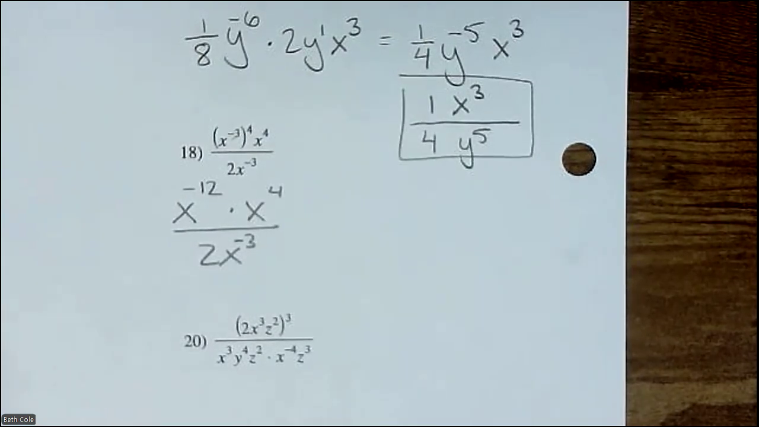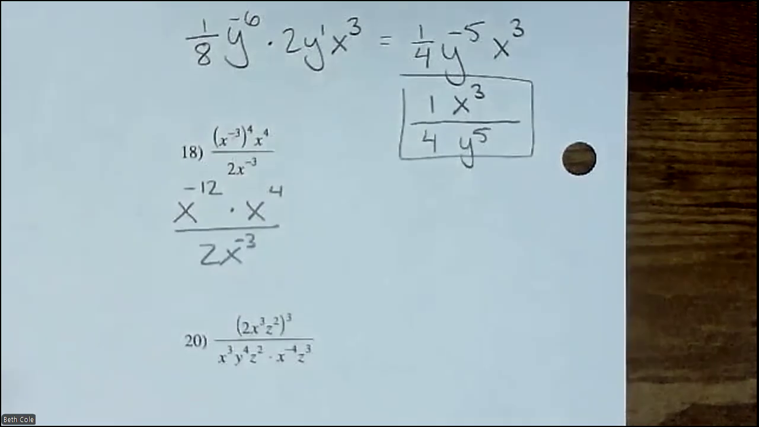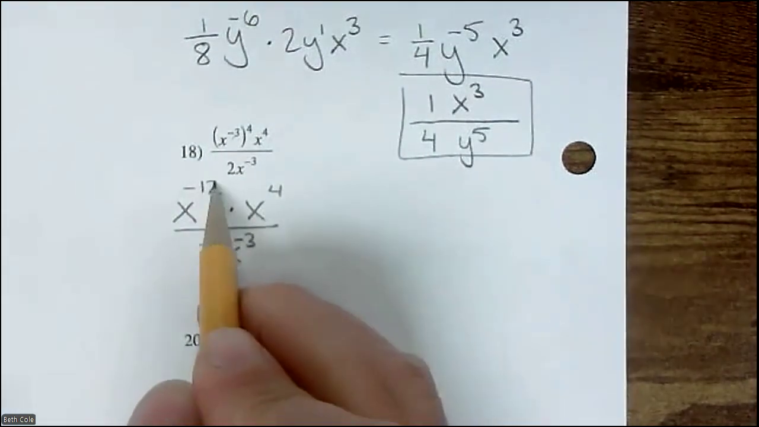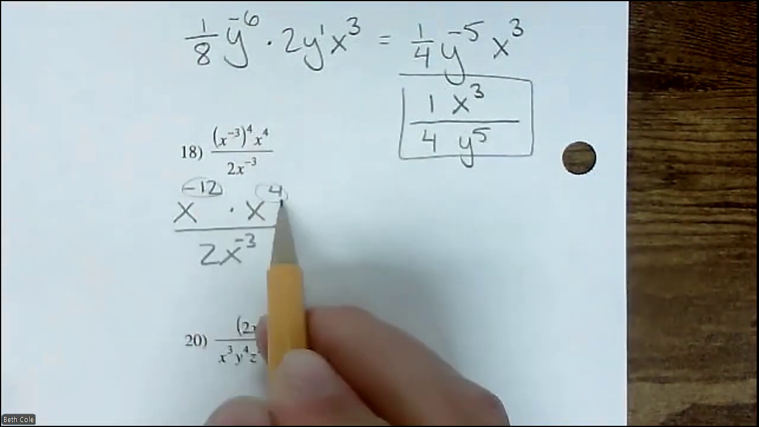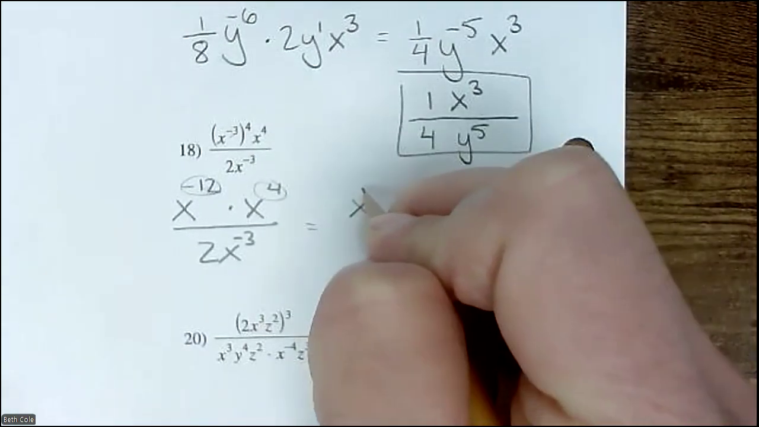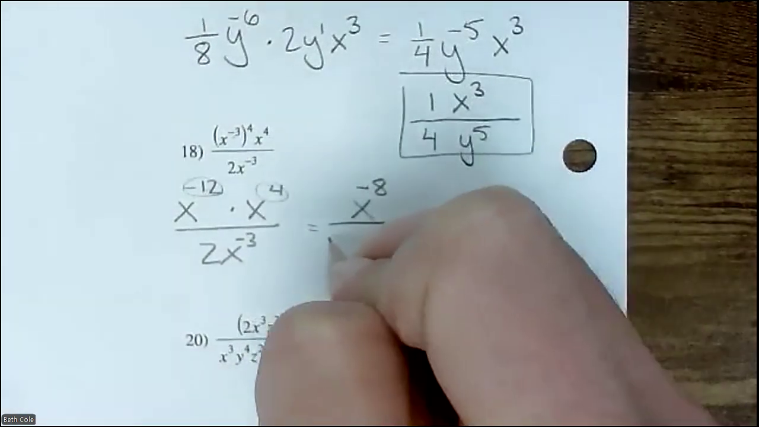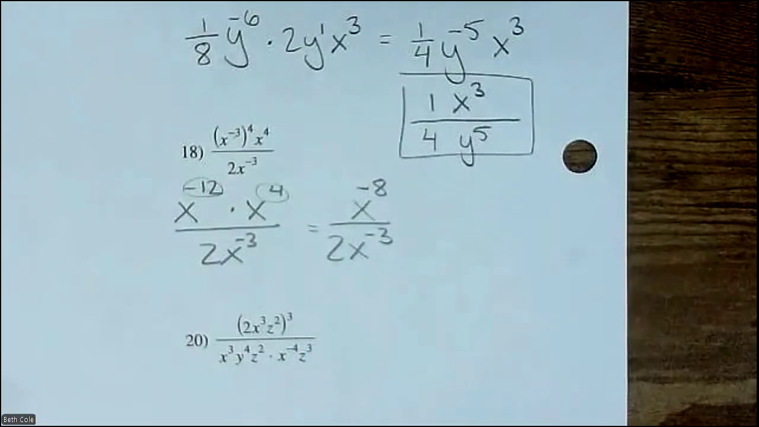Can you all focus for me? Now, do you see how this is multiplying? Do you see that there? Look behind me. Multiply means add. So negative 12 plus 4. Negative 12 plus 4 is negative 8. And then I'm basically just going to rewrite the rest of that.